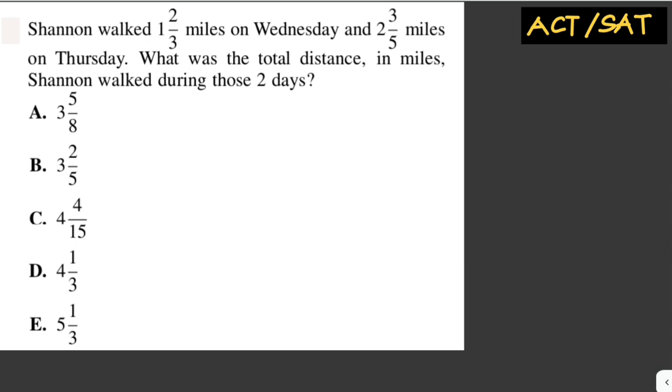Now, to solve for the total distance in miles that Shannon walked, we just have to add up 1 and 2/3 miles here and 2 and 3/5 miles. So how are we going to do that? We're given mixed numbers, or mixed fractions. So there are two ways to solve this. We can write each of the mixed fractions as improper fractions and then add them up, or we can simply add 1 and 2, and then add 2/3 and 3/5 separately. So let's do that.